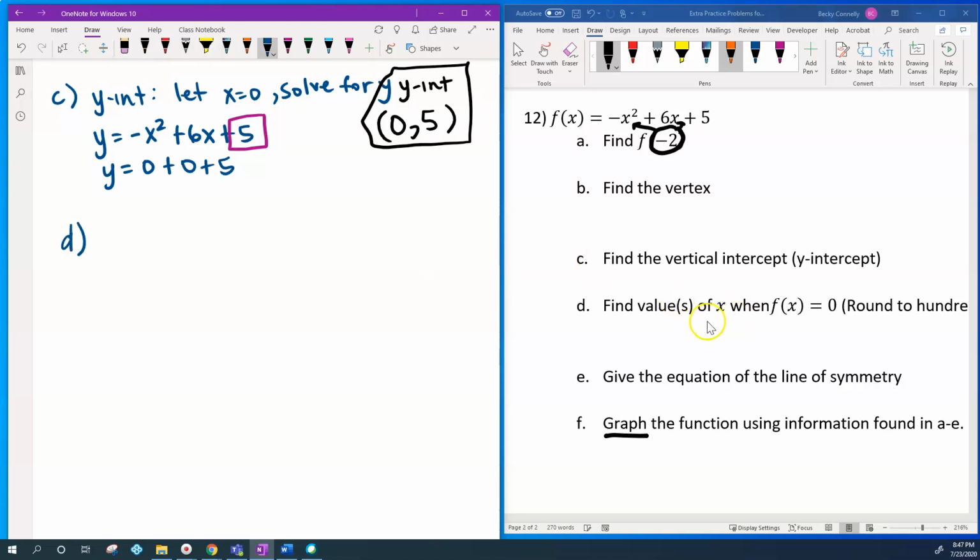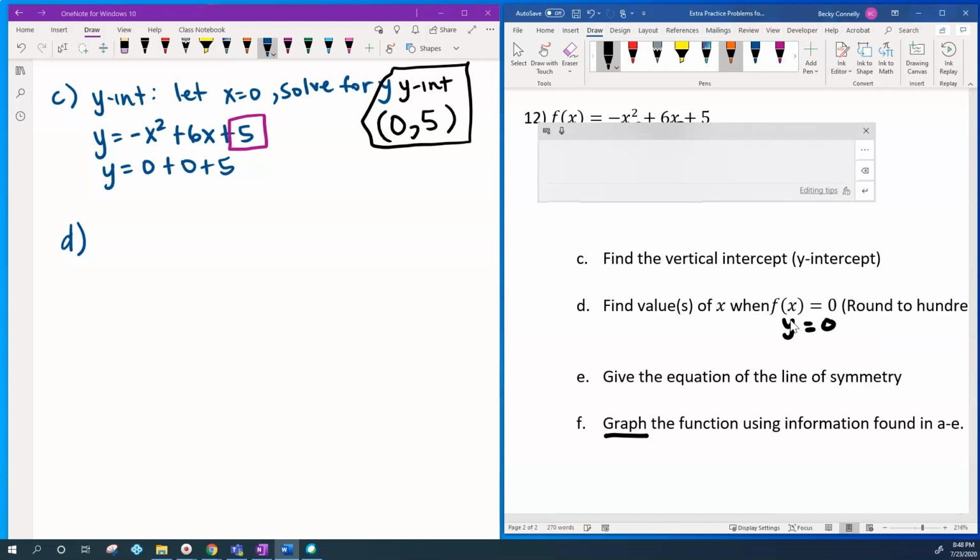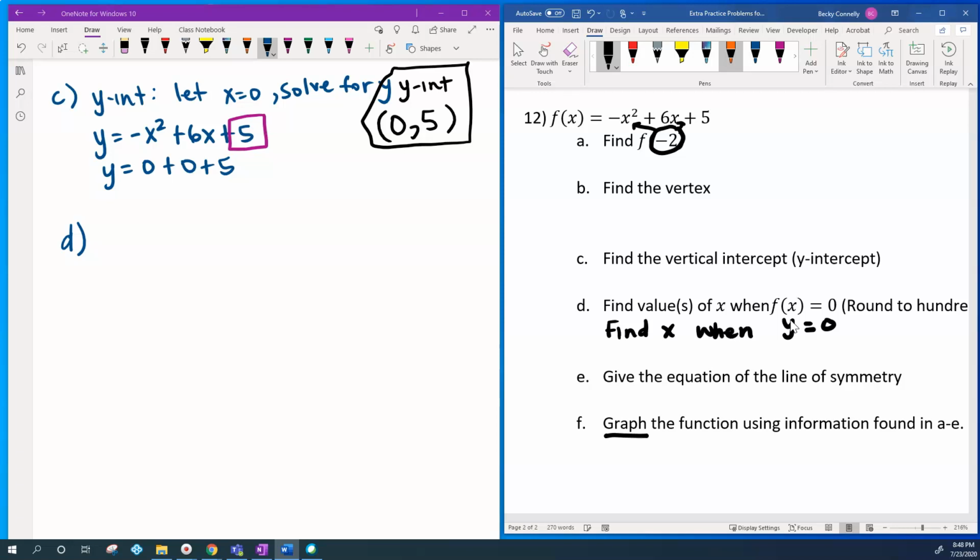All right, part D. Sometimes the wording of it is weird, but what if it said find the value or values of x when f of x equals 0? Well, really, this is saying y equals 0. So find x when y equals 0 is really what that's saying. And it's telling us to round to the nearest hundredth. So you're really finding the x-intercepts on this one.